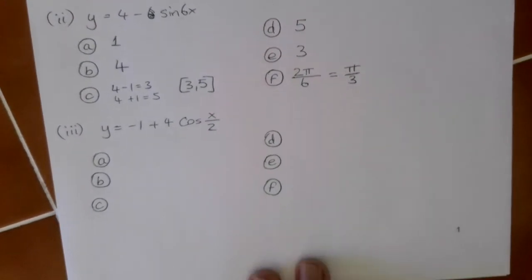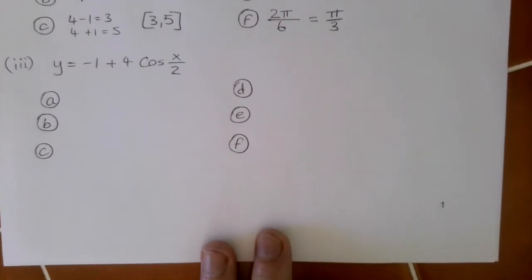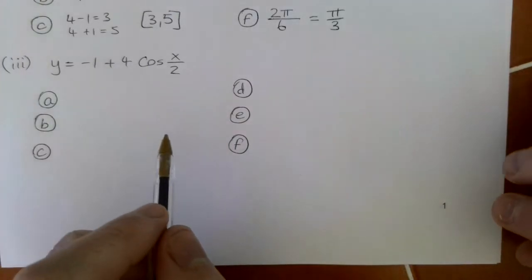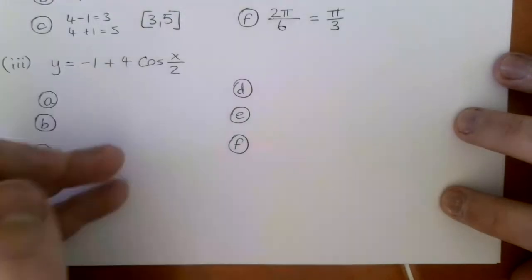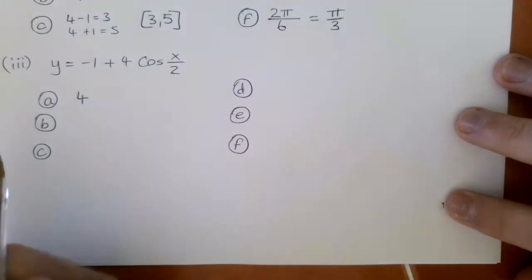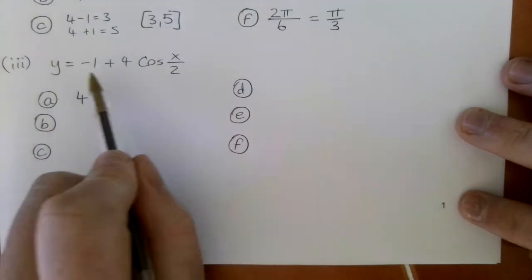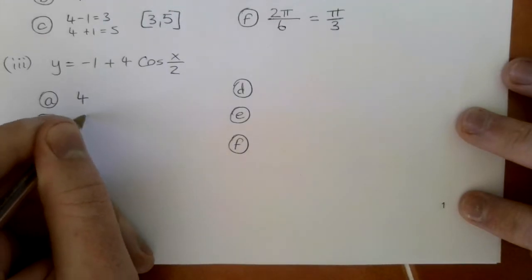Then we will move on to the last one, part 3. Again, same questions. First one is for the amplitude. So the amplitude for this one here is going to be 4. Then we have the next one. We have part B, which is the midline equation. You can see here it's going to start at minus 1.